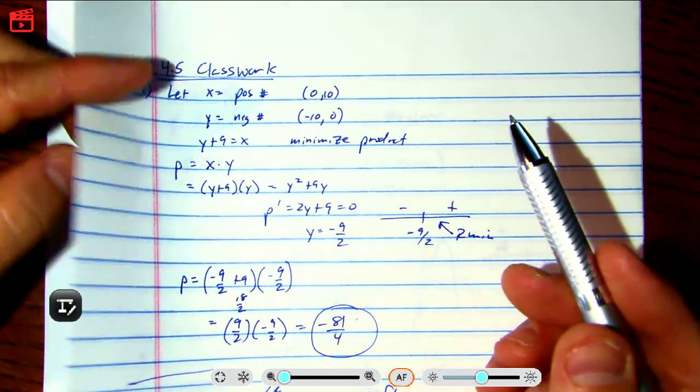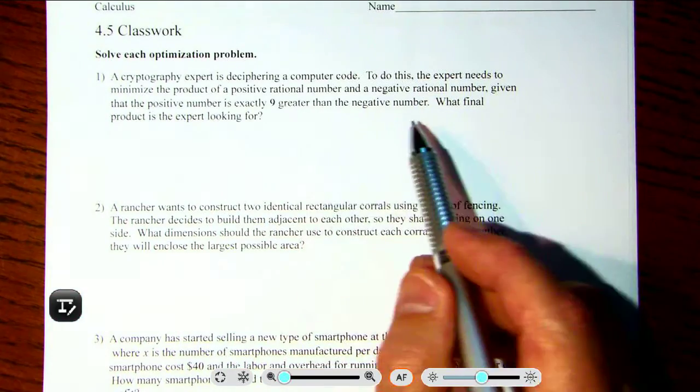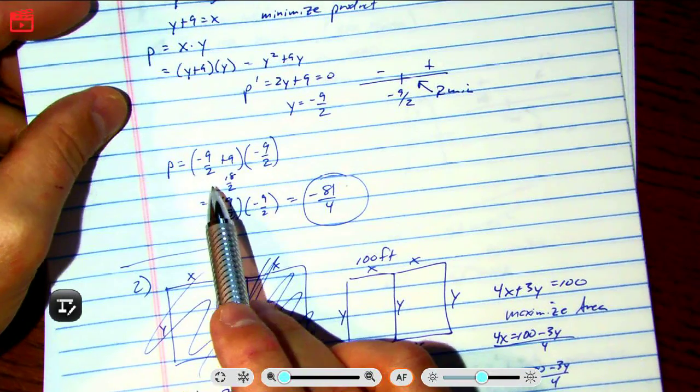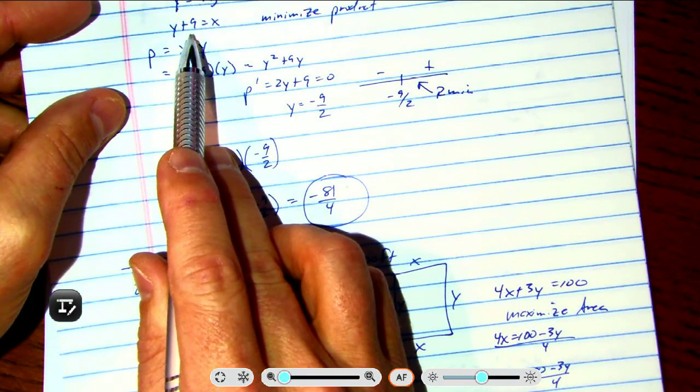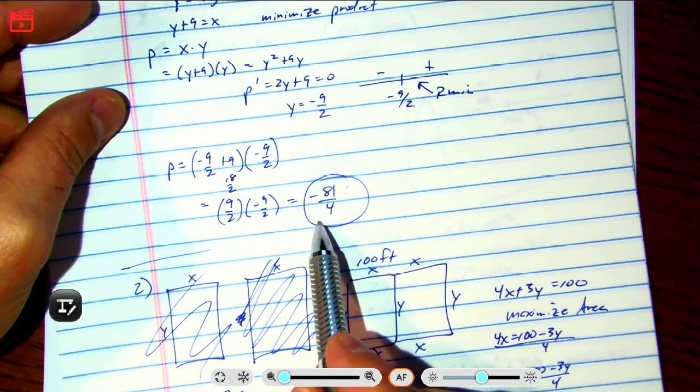So then we plug it back in because the question is looking for what's the final product. We plug it back in after you plug the first one back in to find out what x equals, and then find the product. It's negative 81 over 4, which makes sense.